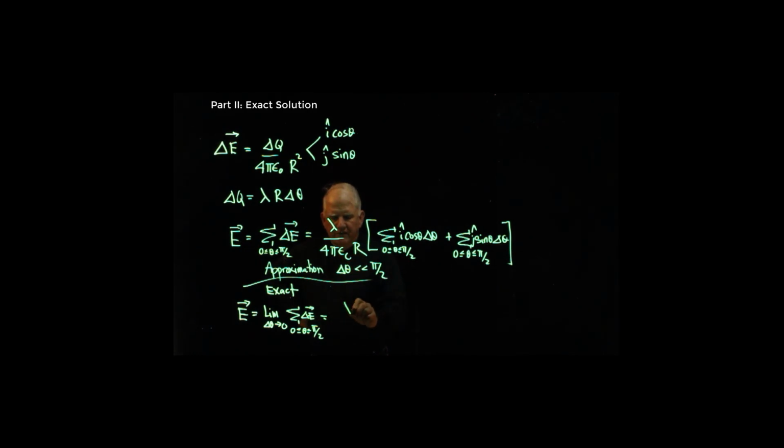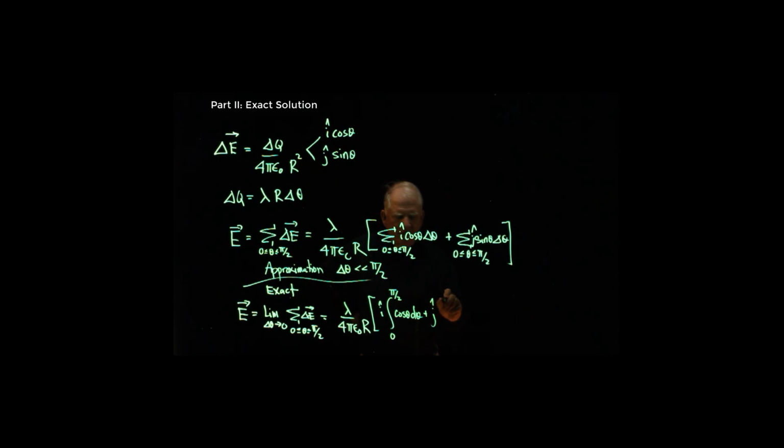So I still have lambda all over 4 pi epsilon 0 r, but rather than multiplying it by two summations, this is going to turn into I hat, the integral from 0 to pi over 2 cosine theta d theta. This is going to turn into j hat, the integral from 0 to pi over 2 sine theta d theta. All right.